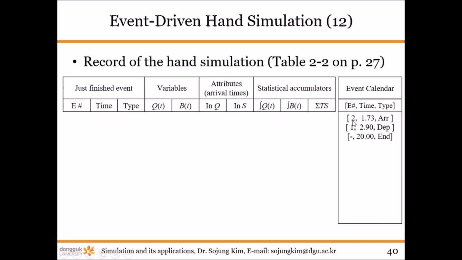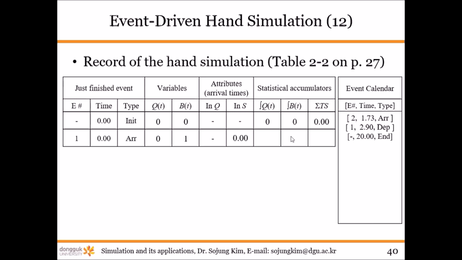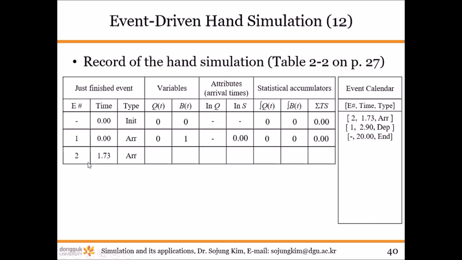for entity 2, right? It will happen at 1.73, so another arrival event at 1.73. Yes, the next entity enters the system at 1.73. Of course, it is an arrival event, and the entity number is 2. Since the first entity is already in the server, this entity will be sent to the queue, right? So the QT value will be 1 and the BT value is still 1. And the arrival time of this entity is 1.73.